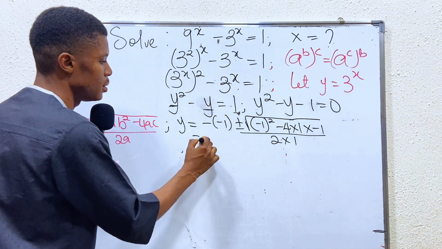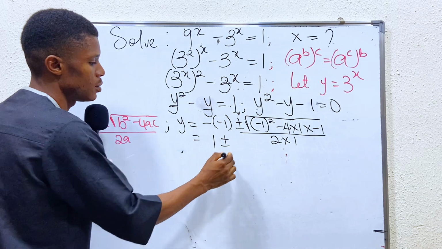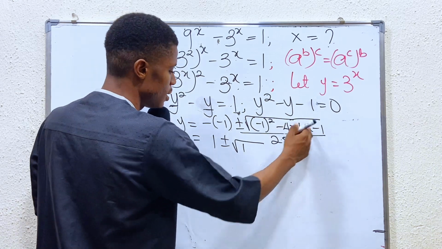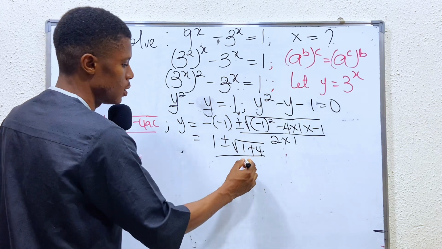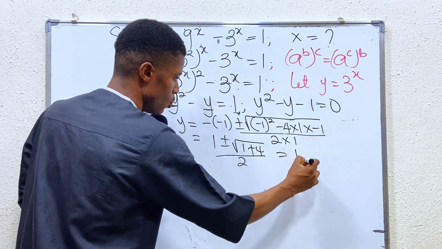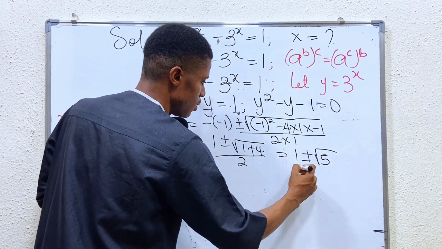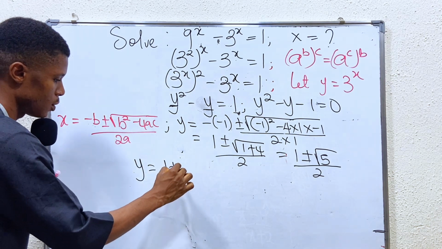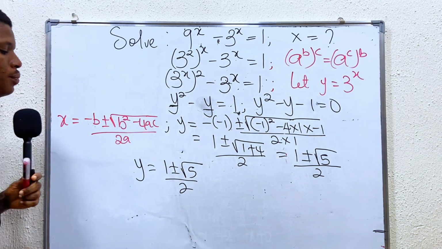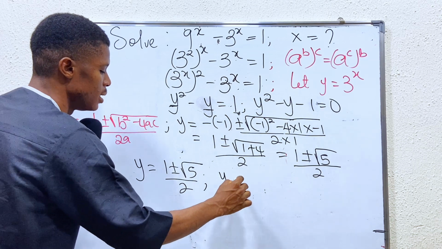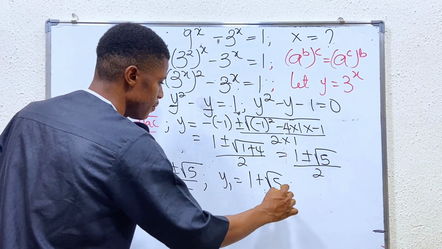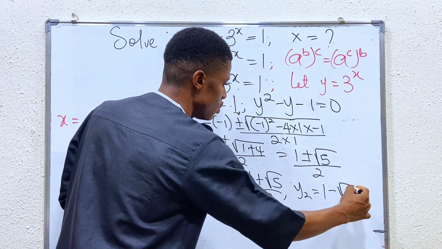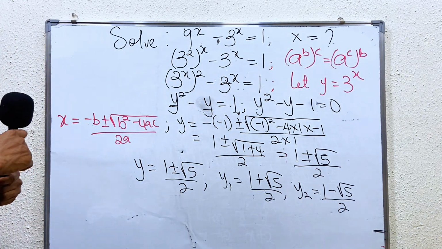Here, minus times minus 1 is plus 1, plus or minus the square root of 1 squared, which is 1, then minus 4 times 1 times -1 is plus 4. So 1 plus 4 is 5, divided by 2 times 1, which is 2. This simplifies to y equals 1 plus or minus the square root of 5, over 2, and that's the value for y. So y1 is equal to 1 plus root 5 over 2, and y2, the second value, is equal to 1 minus root 5 over 2. These are the two possible values for y.